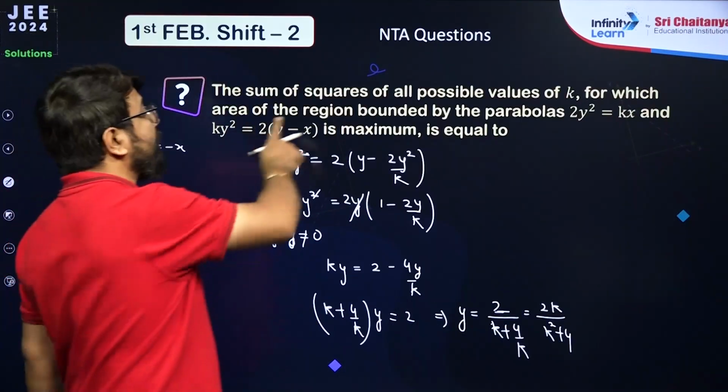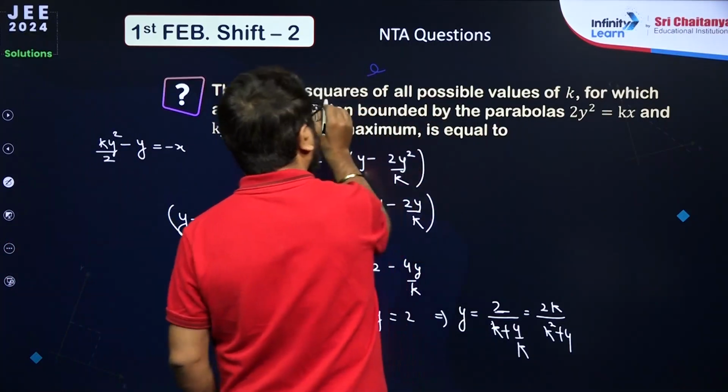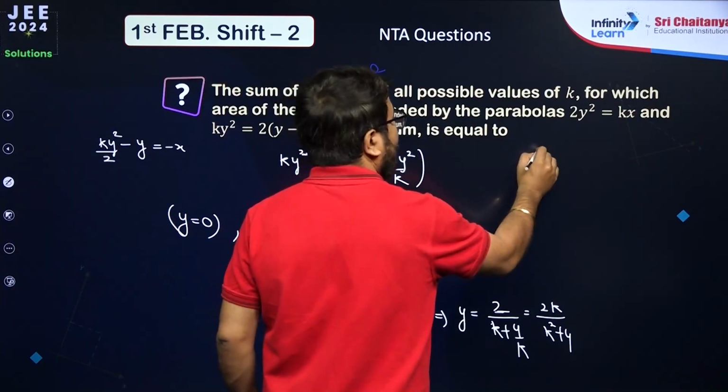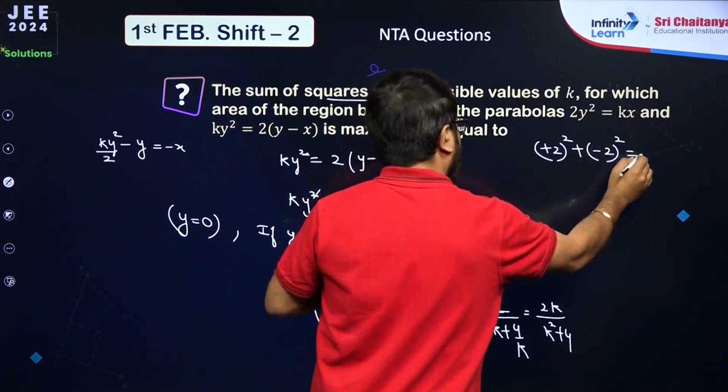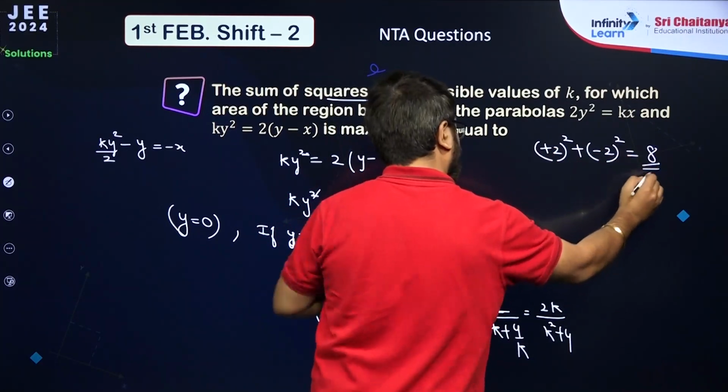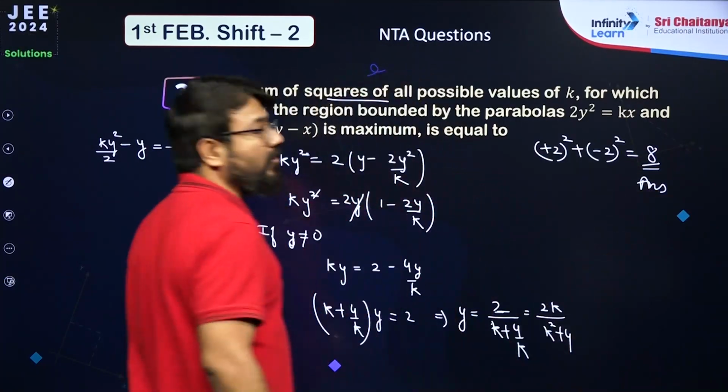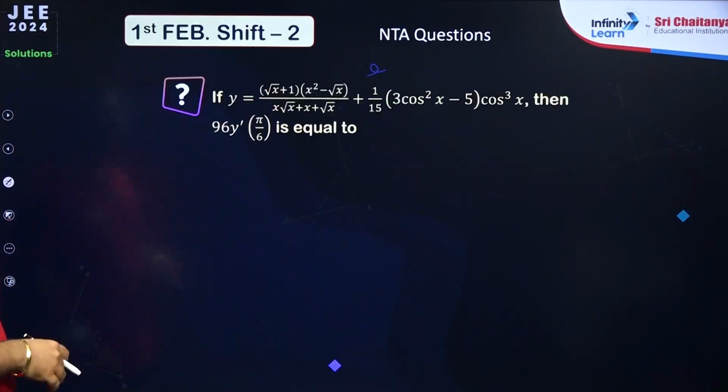Okay, they're not asking for the area, but they're asking for the value of k. So the sum of the squares of the values of k: plus 2 square and minus 2 square. That will become 4 plus 4, that becomes 8. So the answer to this question will be 8. I hope you understood how we got the answer to this problem.